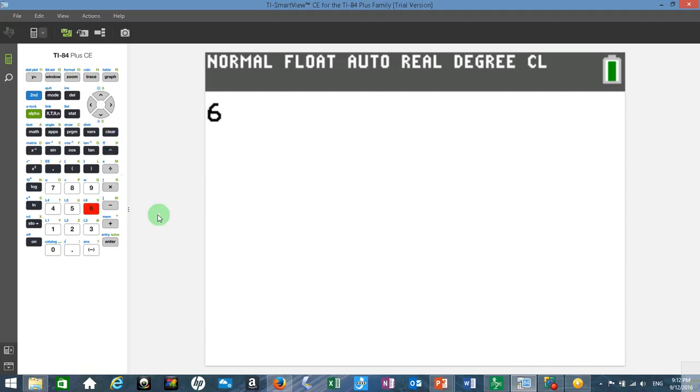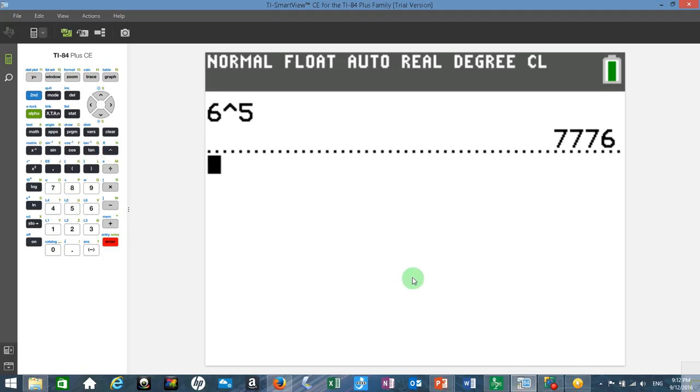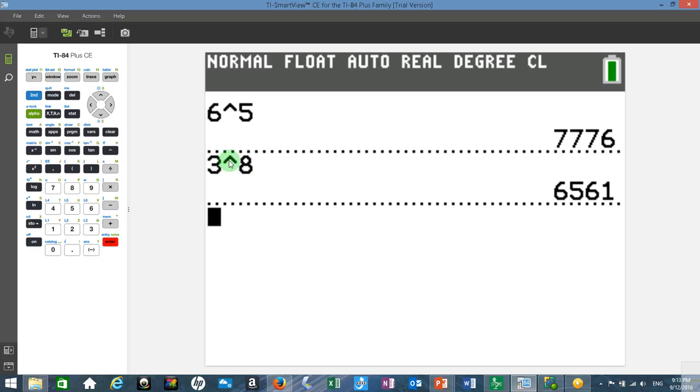So type in 6, then the caret symbol, and then 5. Let's say 6 to the 5th power. There it is. And what if you want to do 3 to the 8th power? This symbol right here is called the caret symbol. I think it's K-A-R-E-T, something like that. And it is Arabic in origin.